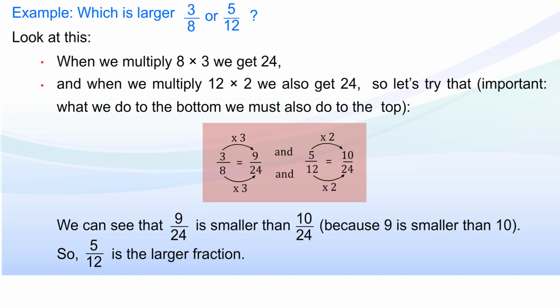Example: which is larger, 3 by 8 or 5 by 12? Look at this. When we multiply 8 by 3, we get 24. And when we multiply 12 by 2, we also get 24. So, let's try that. Important: what we do to the bottom, we must also do to the top. 3 by 8 equals 9 by 24. And 5 by 12 equals 10 by 24. We can see that 9 by 24 is smaller than 10 by 24 because 9 is smaller than 10. So, 5 by 12 is the larger fraction.